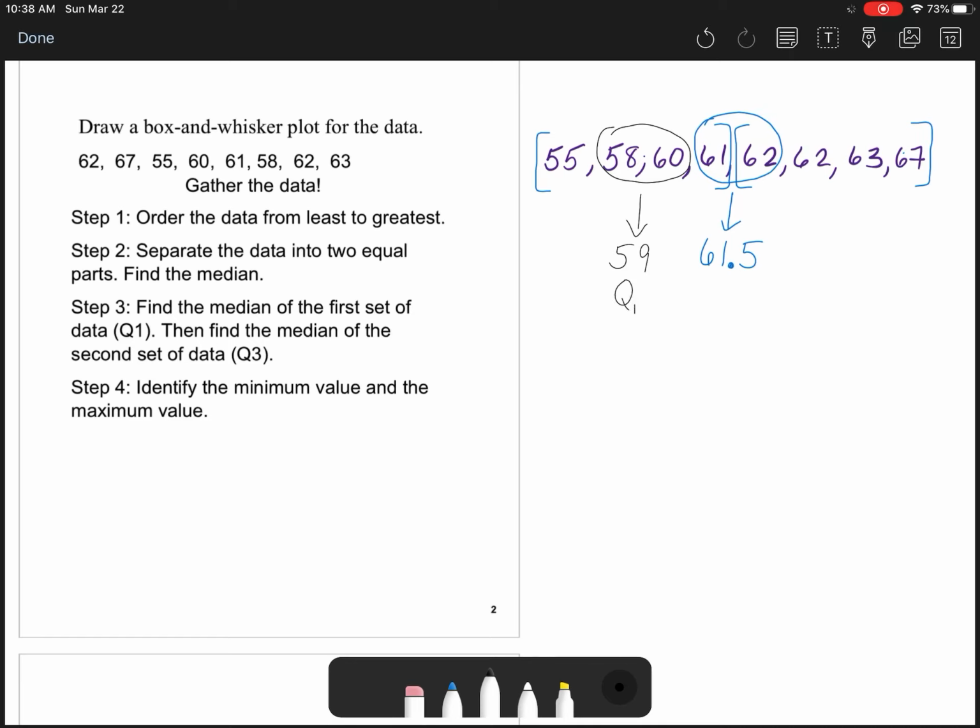And that's Q1. The first quartile has a couple of different names. It's called the first quartile. It's called the 25th percentile.